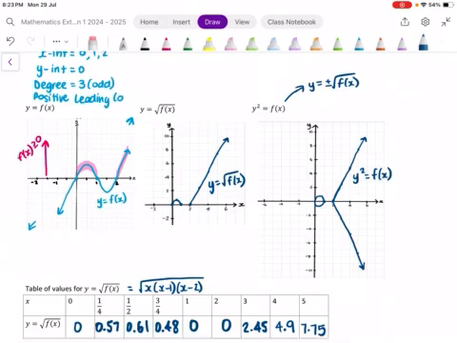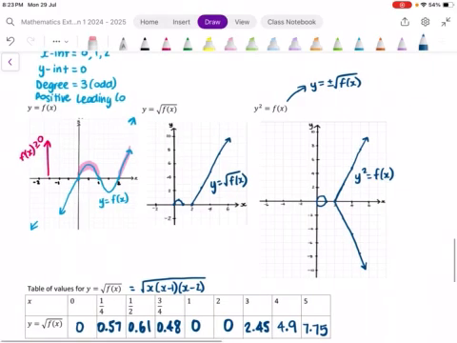Now, what you guys will be completing is exercise 7.08, questions 1 to 2, ACE, so every second letter.